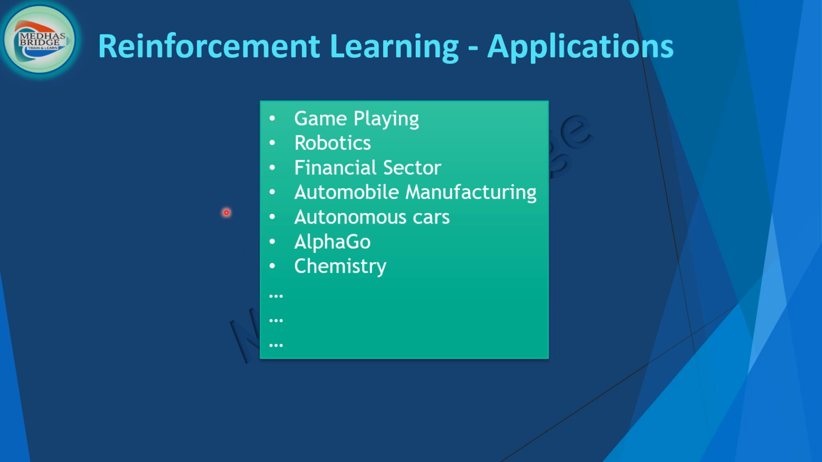Where could you see reinforcement algorithms in applications? You could use a reinforcement algorithm in game playing, robotics, precisely for navigation, walking, jumping, things like that. In the financial sector, probably for finding a strategy for trading, and in automobile manufacturing, autonomous cars, AlphaGo, chemistry, mainly for optimizing chemical reactions, and then there are many more.